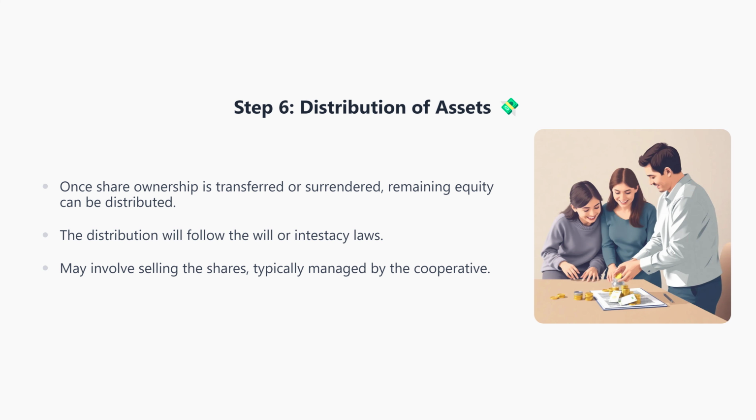Once the ownership of shares is transferred or surrendered, any remaining equity can finally be distributed to the beneficiaries as outlined in the will or intestacy laws. This might involve selling the shares, a process that is usually managed by the cooperative.